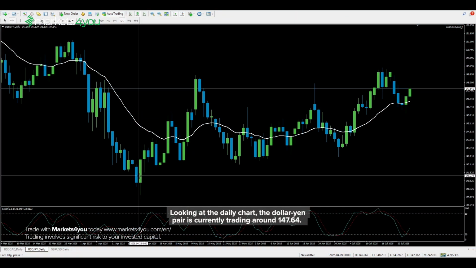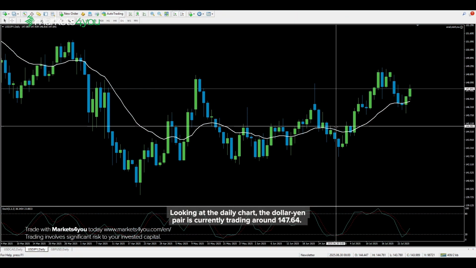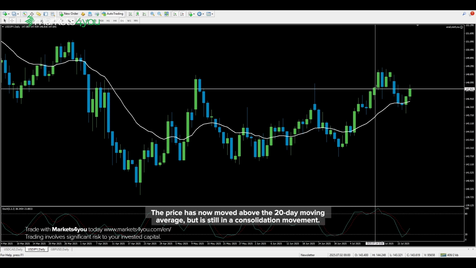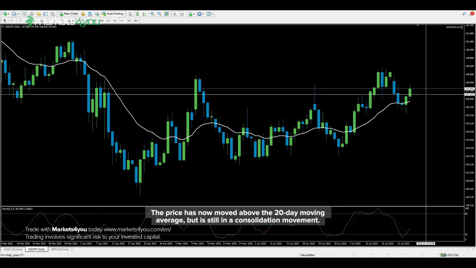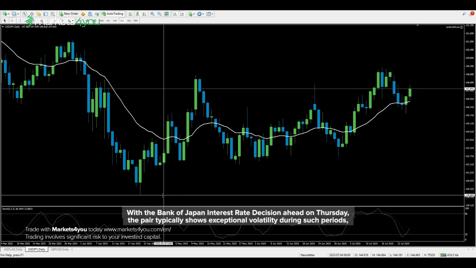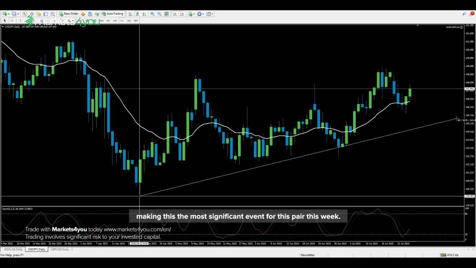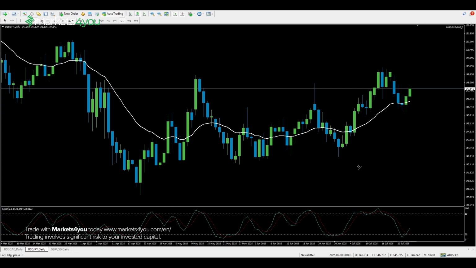Looking at the daily chart, the dollar-yen pair is currently trading around 147.64. The price has now moved above the 20-day moving average, but is still in a consolidation movement. With the Bank of Japan interest rate decision ahead on Thursday, the pair typically shows exceptional volatility during such periods, making this the most significant event for this pair this week.